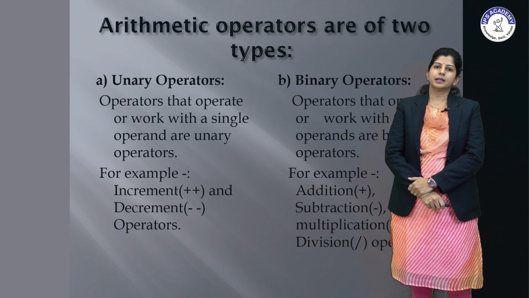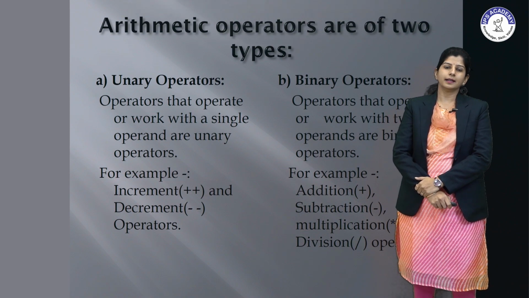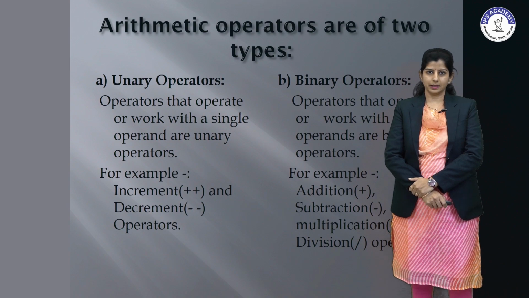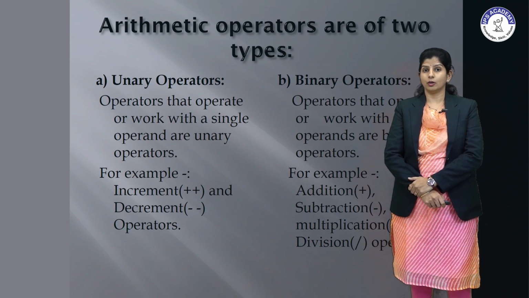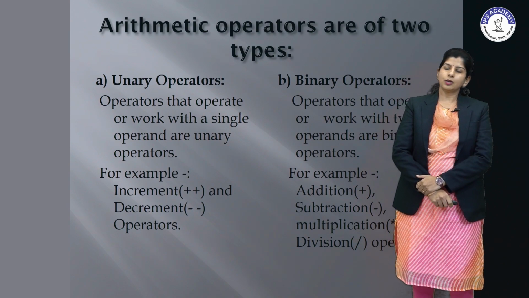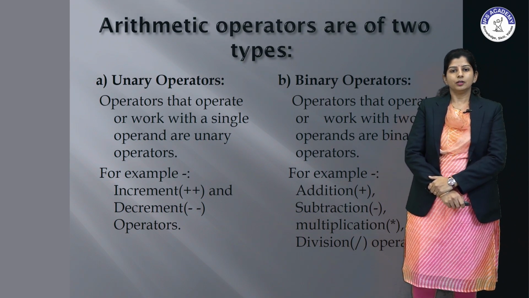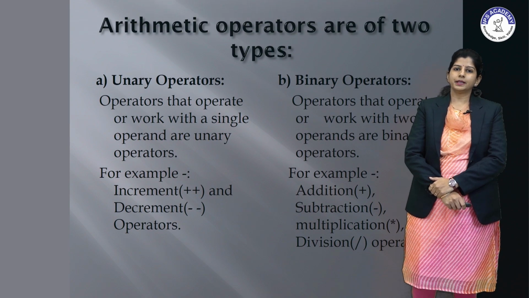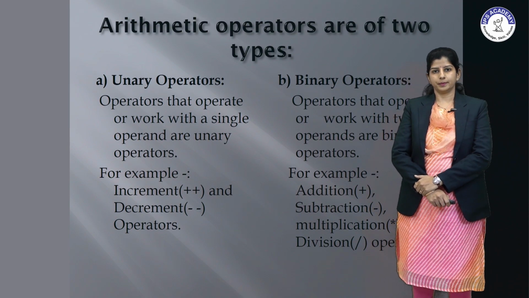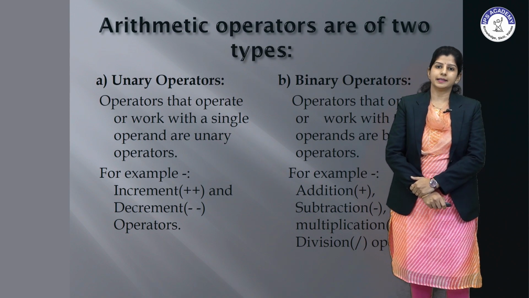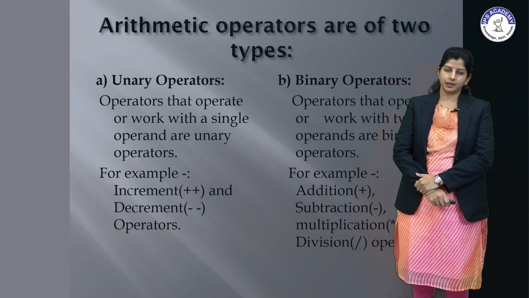Now, our arithmetical operators are again classified into two types. The first one is the unary operator. How can we say it is a unary operator? Unary operators work with a single operand, and operators that work with two operands are known as binary operators. These are basically classified under the arithmetical operators.